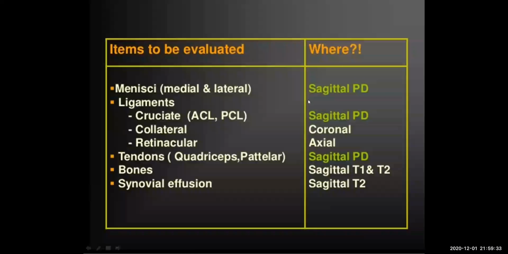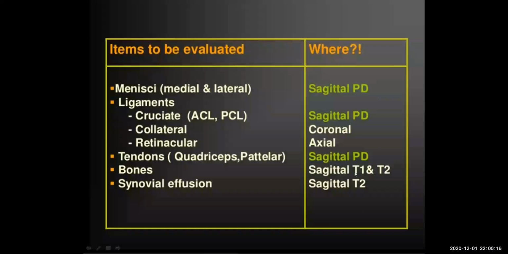But sometimes you need to go for the coronal cut. The ligaments, the best thing is to see the cruciate in the sagittal. The collateral we always see in the coronal. And the retinacular, as we showed you in the slide of the patellofemoral, usually we say we should see it in the axial. The tendons like the quadriceps and the patella are better seen on the sagittal, the bones better on the sagittal, and if you have a synovial effusion, again better on the sagittal. So the sagittal is really a cornerstone in the MRI protocol.